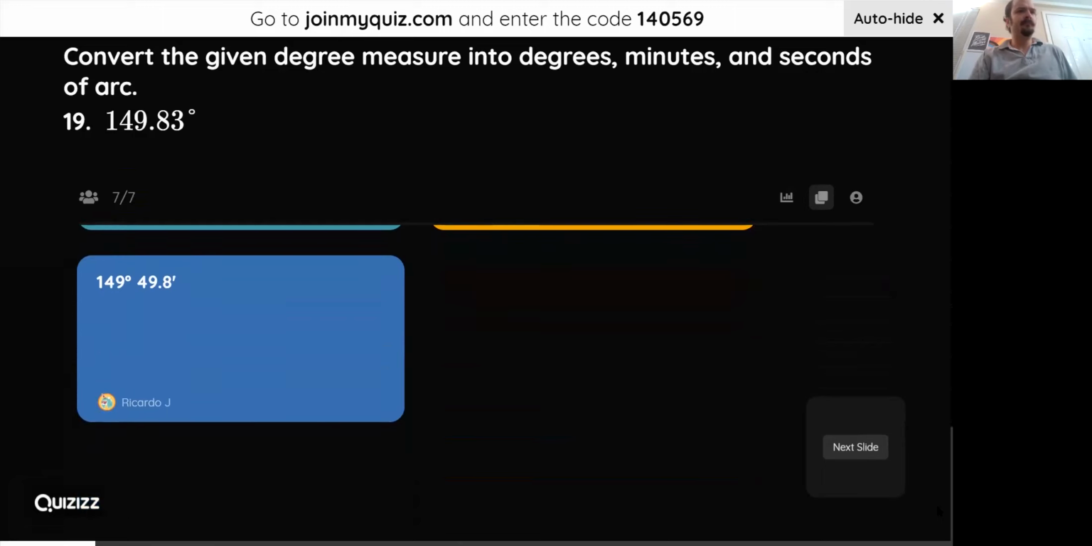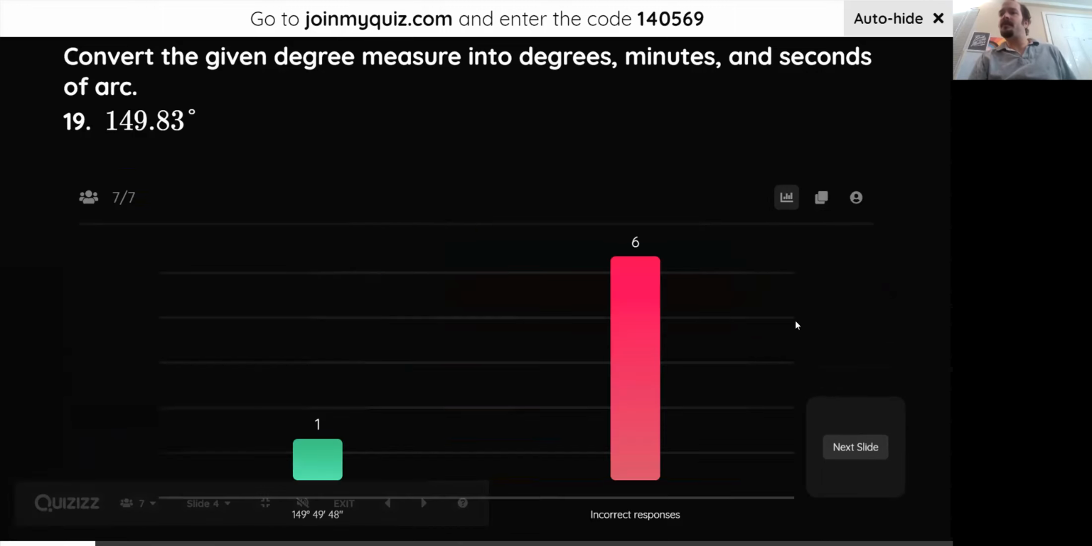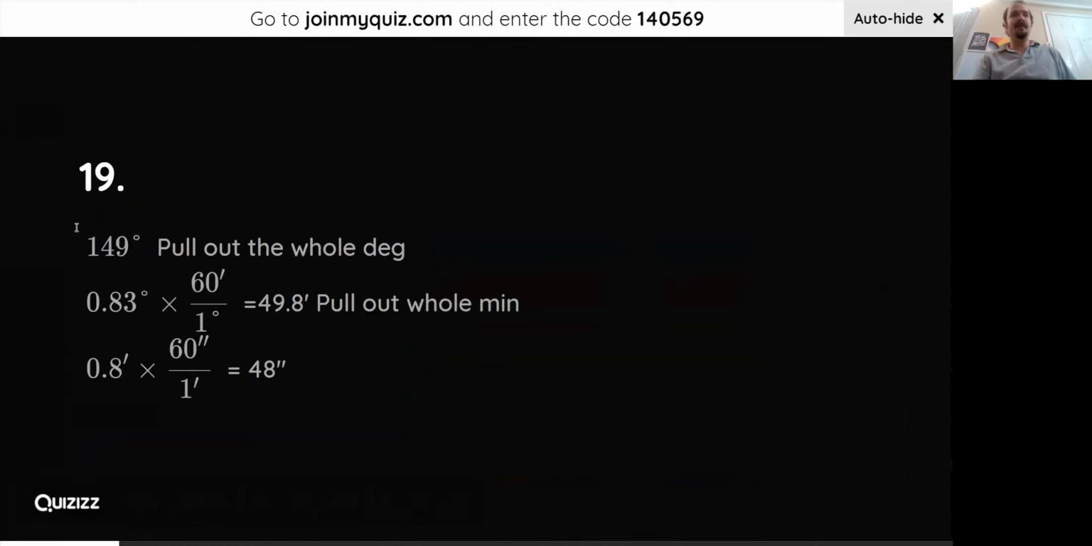Okay, so same one of them said 49.8. So this one you have to pull out a little bit more. We start pulling out with the 149. And then we have 0.83 that we multiply by 60 to get the number of minutes. And then we also have to pull out minutes to get to seconds. So we have 49 whole minutes. We have 0.8 fractional minutes that we convert to seconds, which will give you 48 seconds. It should be 149, 49, and then 48. I think a few people got that one.